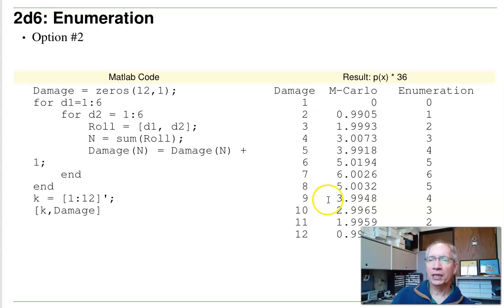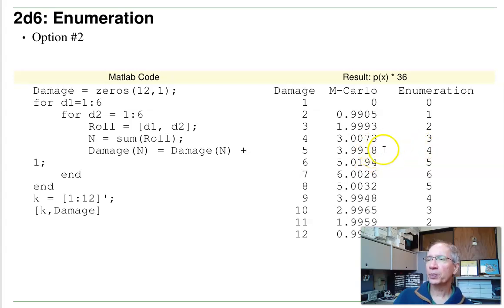Second approach, enumeration. I can go through every combination of a 6-sided die, count what the sum is, and count how many times it did 0 damage, 1 damage, 2 damage, and here's what I get. There's no way to get 1 damage, one way to get 2 damage, 2, 3, 4, 5, 6. That's using enumeration. And kind of note with enumeration, the numbers are exact. Monte Carlo is close, a little bit wrong because it's random, but close.